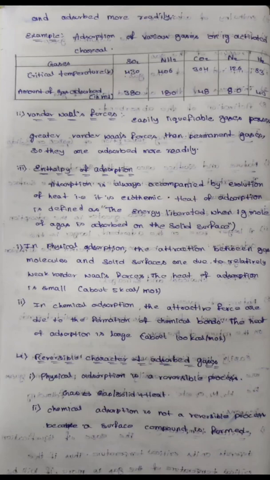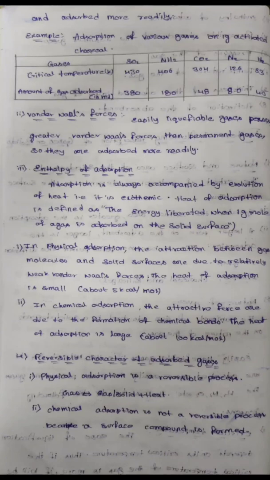Enthalpy of adsorption. Heat of adsorption is defined as the energy liberated when 1 gram mole of gas is adsorbed on the solid surface. In physical adsorption, the attraction between gas molecules and solid surfaces is due to relatively weak van der Waals forces. The heat of adsorption is small, about 5 kilocalories per mole. In chemical adsorption, the attractive forces are due to the formation of chemical bonds. The heat of adsorption is large, about 100 kilocalories per mole.